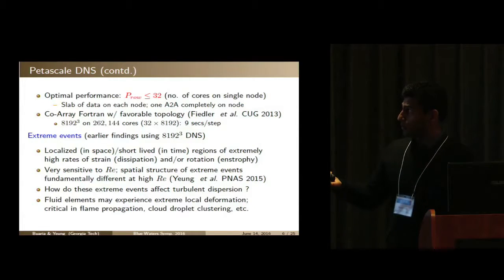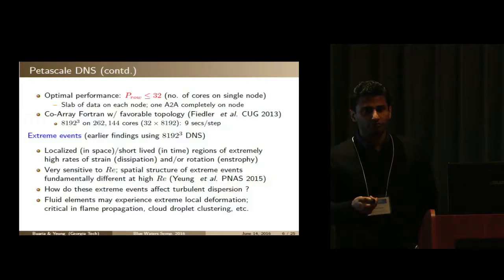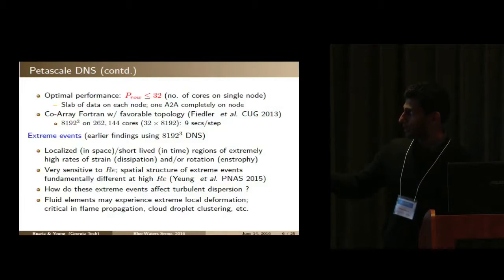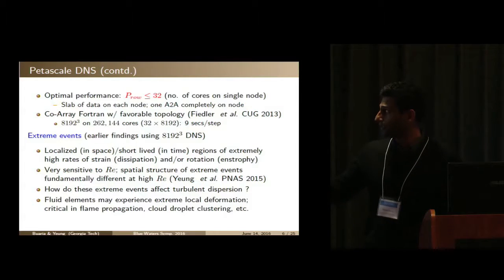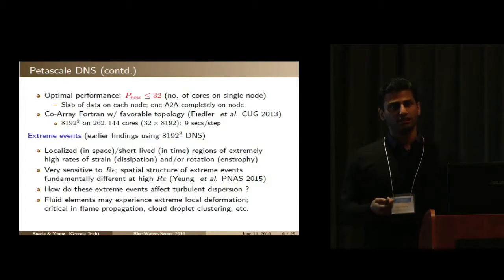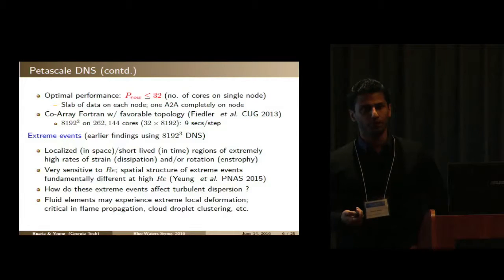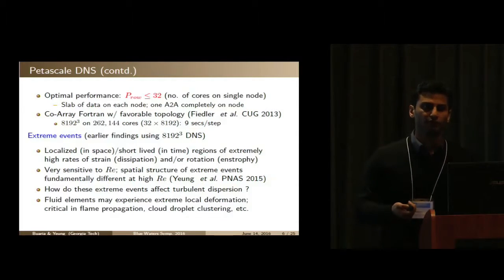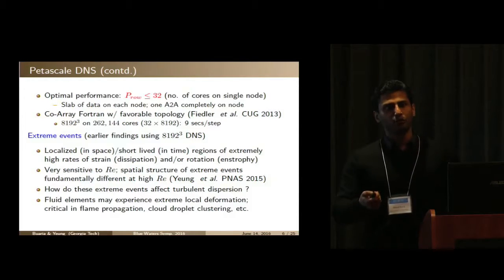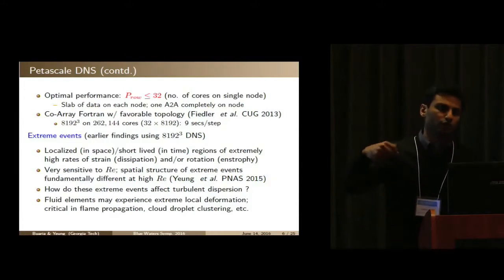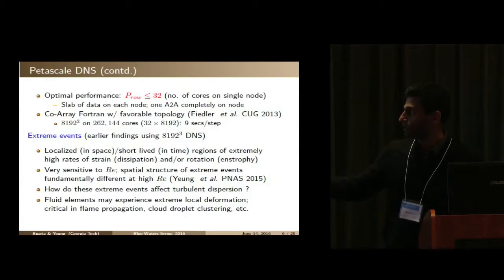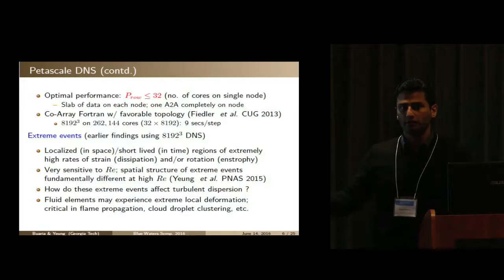One thing which was reported by Yeung and others in PNAS was that the structure of these extreme events is actually very different at a high Reynolds number compared to what people have found at moderate Reynolds number. We no longer have the vortex filaments or vortex tubes encircled by dissipation sheets. It's more of a chunky structure appearing at high Reynolds number.